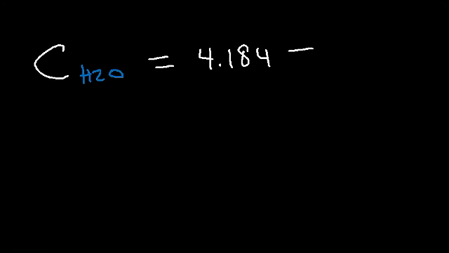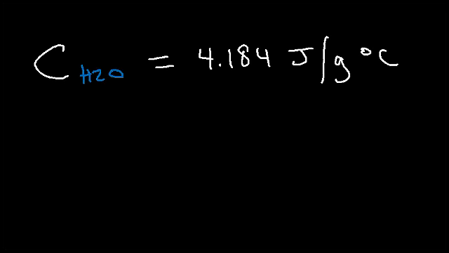In this video, we're going to work on problems associated with specific heat capacity. The specific heat capacity for water is about 4.184 joules per gram per Celsius. So what does that mean? It means that if you have 1 gram of water, it requires 4.184 joules to heat that 1 gram sample by 1 degree Celsius. So specific heat capacity tells you how much energy you need to raise the temperature of a 1 gram sample by 1 degree Celsius.